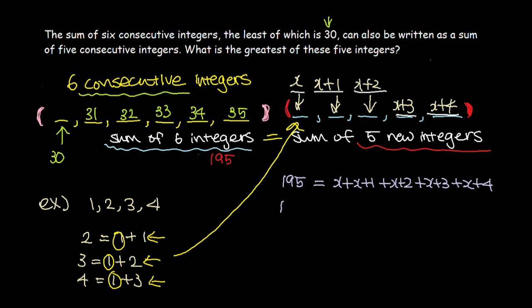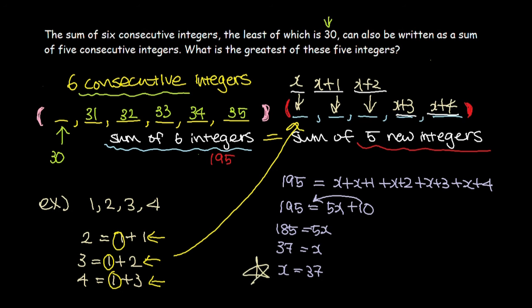So if we simplify this, we get 195. We can group all of the like terms, so we can group the x's by each other, so we'll get 5x. And then we can group the numbers together, so that's going to be 4 plus 3 is 7, 7 plus 2 is 9, 9 plus 1 is 10. So we'll get this. We move 10 to the side. We'll get 185 is equal to 5x. And if we divide 5 on both sides, we're going to get 37. So x is going to be 37.